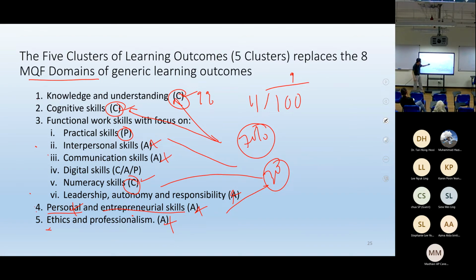It doesn't mean it's divided equally. No, it doesn't mean 9% each. It's going to be like 70% on the knowledge base. For example, in hospitality, a bachelor in culinary management, practical will be taught also. So you will see 70 to 80% is going to be knowledge, cognitive, and practical skill.